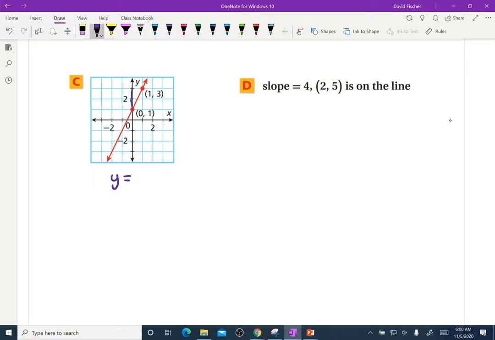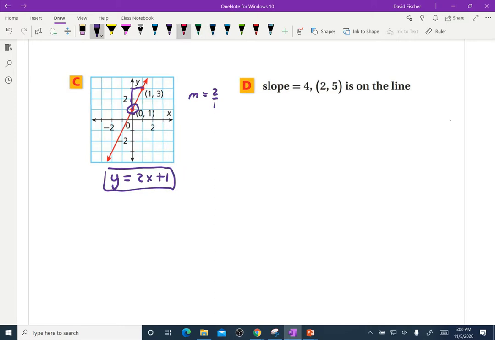I want to go up 2 over 1. So my slope is 2 over 1. I want to write it there, 2x. I could write 2 over 1, same thing. I know now my b is my y-intercept. And so I look for my y-intercept where my line crosses the y-axis, and right there it is. It's a +1. So my equation for that graph is y equals 2x plus 1.